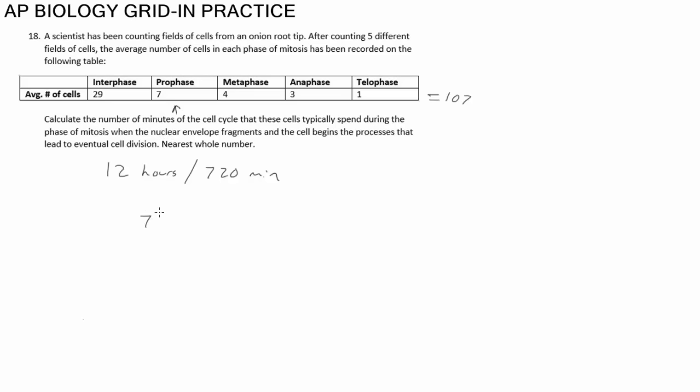So for prophase, we have 7 cells out of 107 total, which is going to give me 0.0654. And so that's the fraction of the total amount of time that we're going to estimate as being spent within prophase. And therefore, I'm going to multiply that by my 720 minutes to see what number of minutes that's going to be. And it works out to be 47 minutes. And the question asks for the nearest whole number. So we're done.